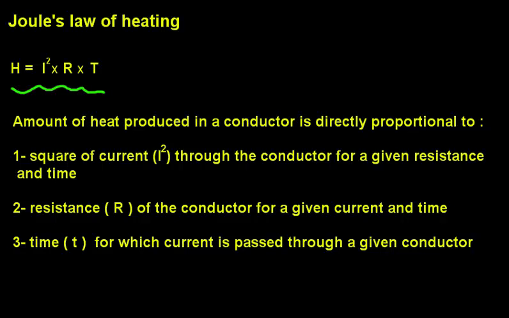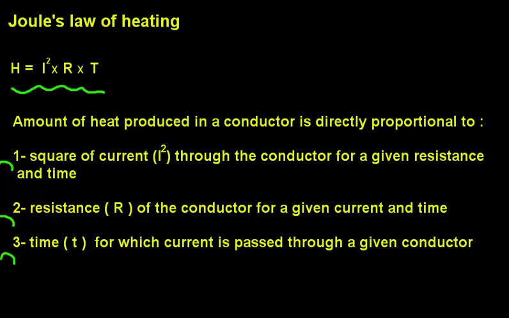We may conclude that the amount of heat produced in a conductor is directly proportional to number 1, the square of the current through the conductor for a given resistance and time. Number 1 is the square of the current. Number 2, the resistance R of the conductor.